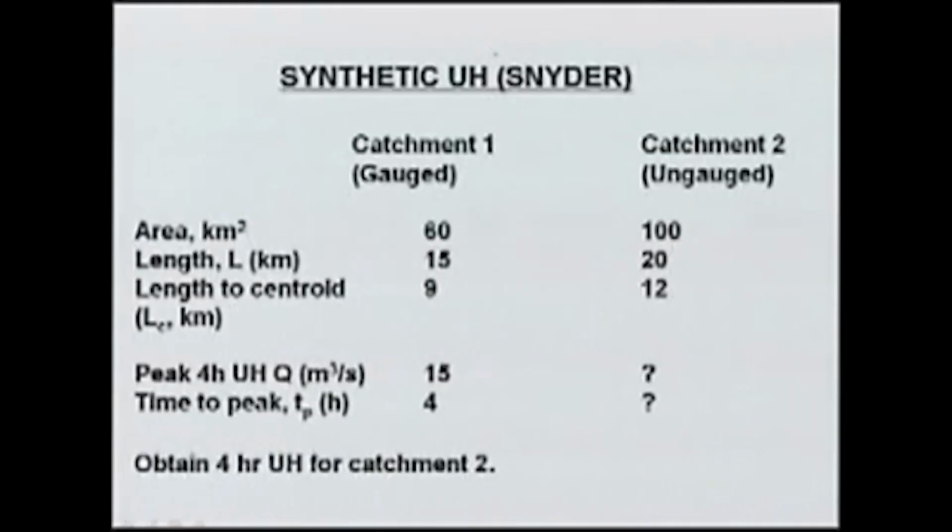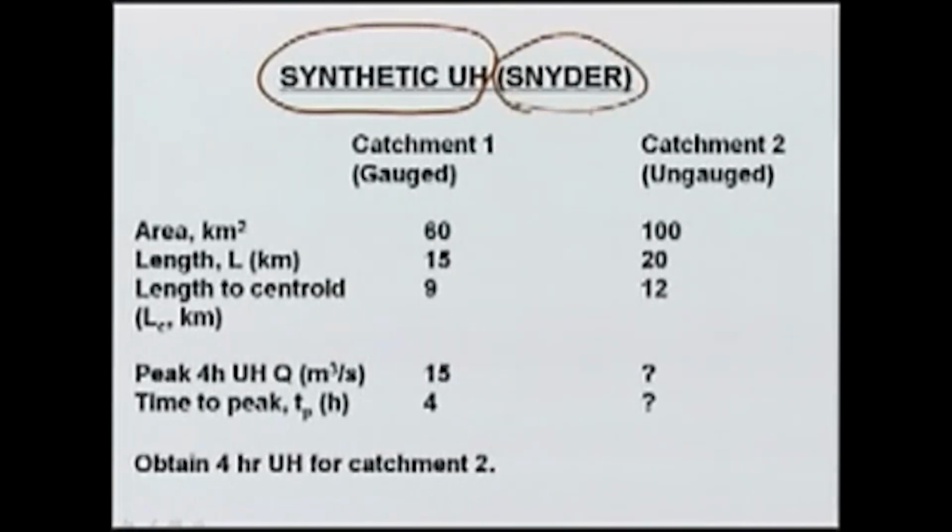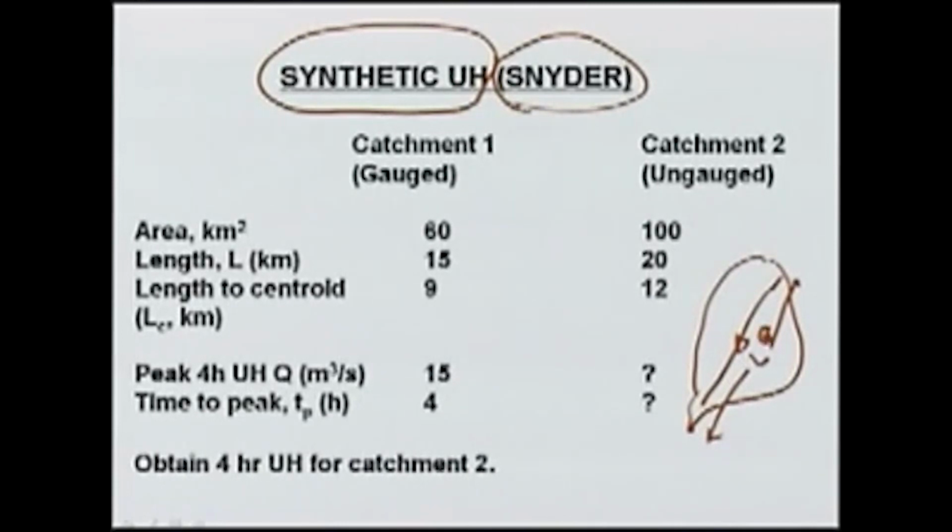So, synthetic UH means we do not have any data available for the catchment. Snyder's method is the one which Snyder has proposed, and there are some equations which are given by Snyder. For example, he said that if we have a catchment, the length of the catchment is L along the stream, centroid of the catchment is somewhere here and the length to centroid is LC.